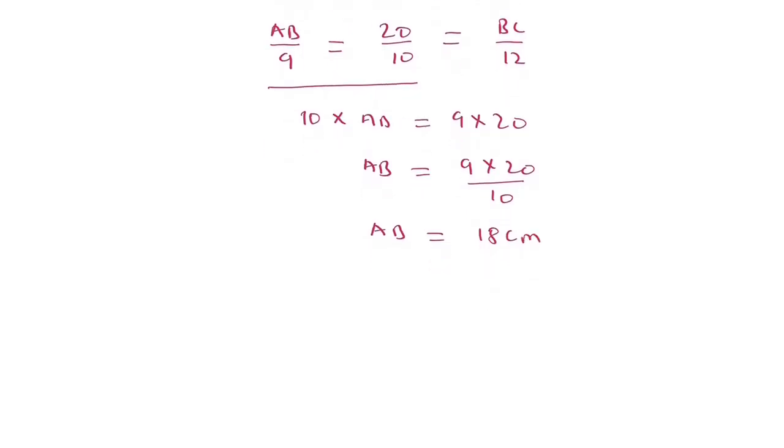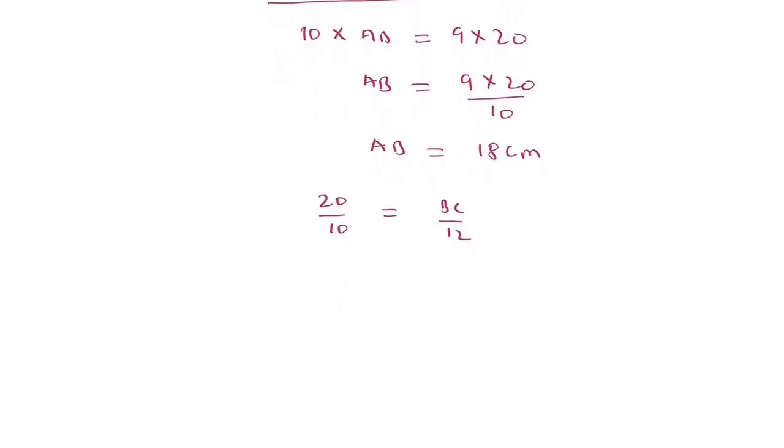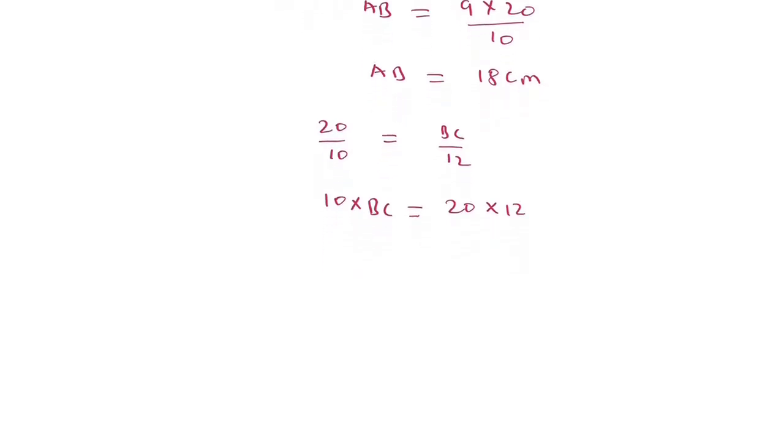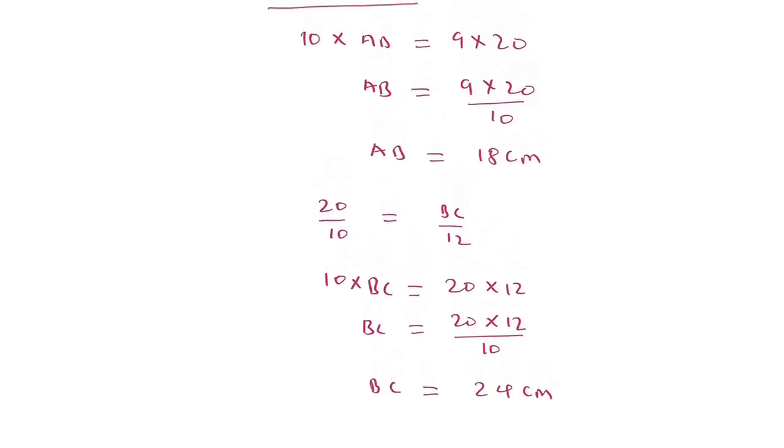Okay, so next, let us consider this relation again, which says 20/10 = BC/12. Let us now cross multiply them. Our equation is going to be 10 times BC = 20 times 12. So next, let us divide by 10 both sides. Then our equation is going to be BC = 20 times 12/10. Simplifying this, we are having BC = 24 centimeters. And these are the answers requested.